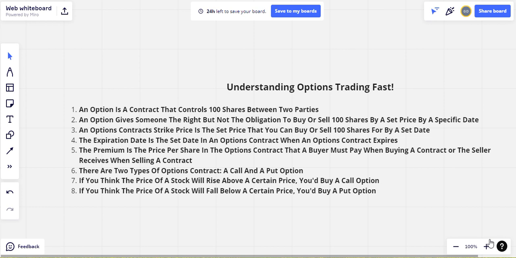Now, when you take out the options contract, even though the options contract is controlling 100 shares, you don't have to exercise the option to buy or sell the shares. And I'll let you in on a little secret.